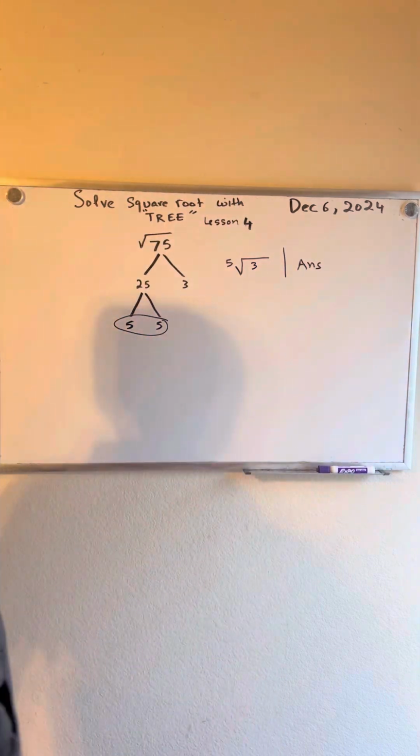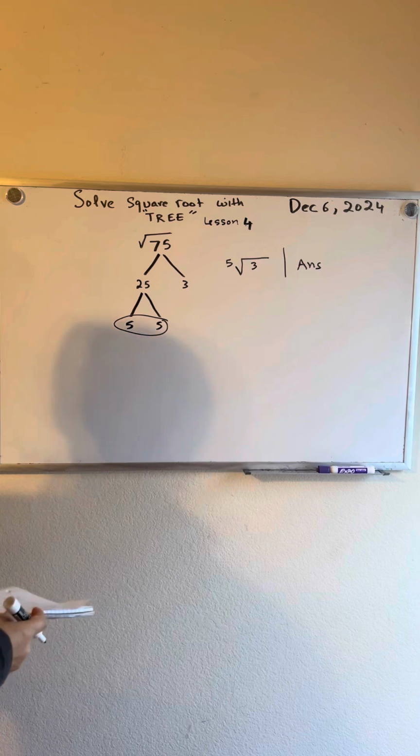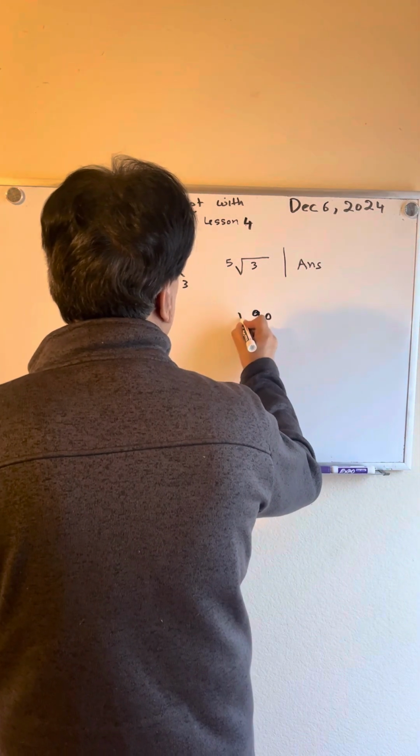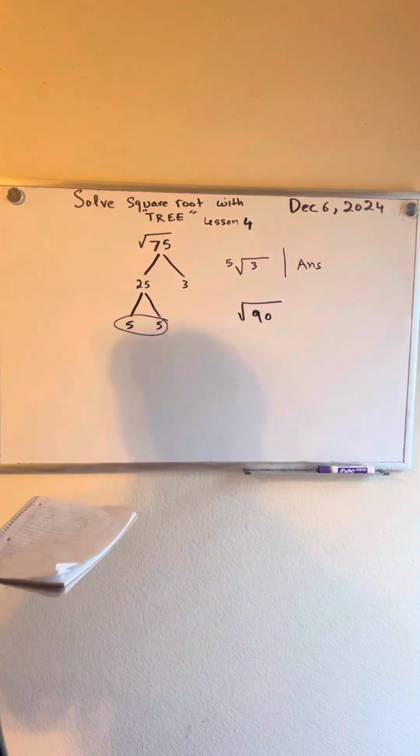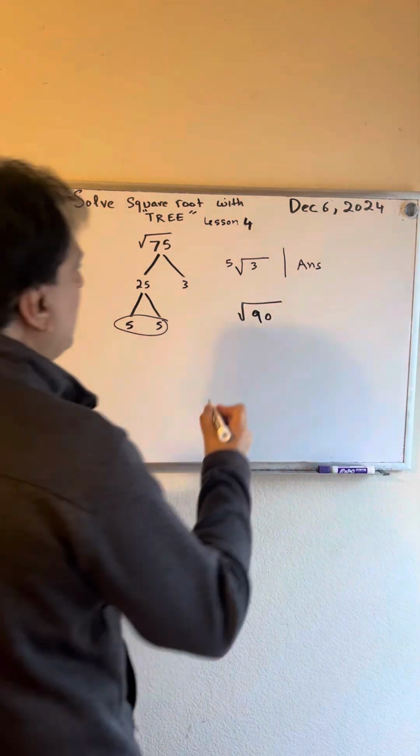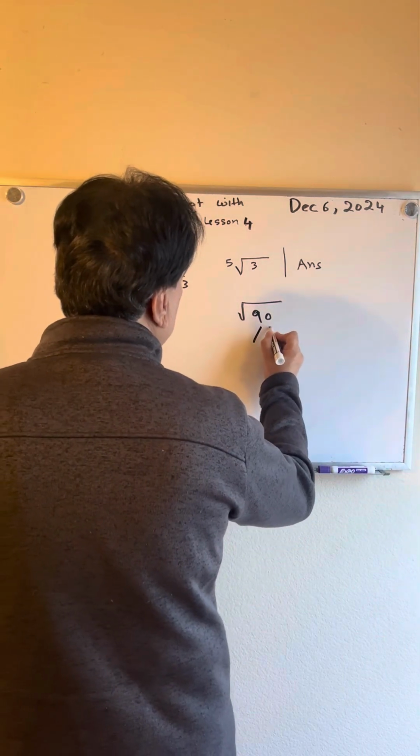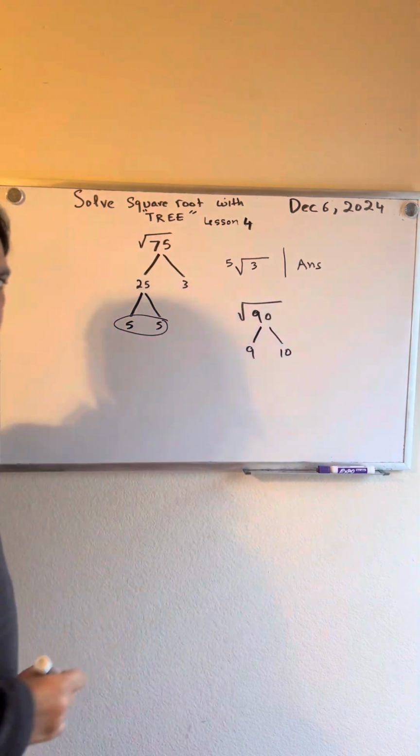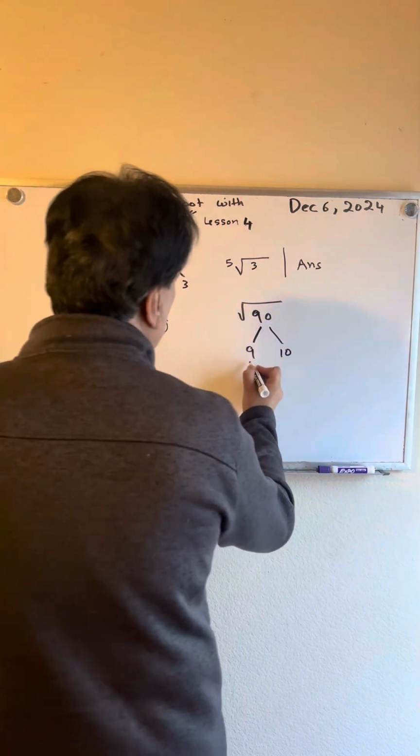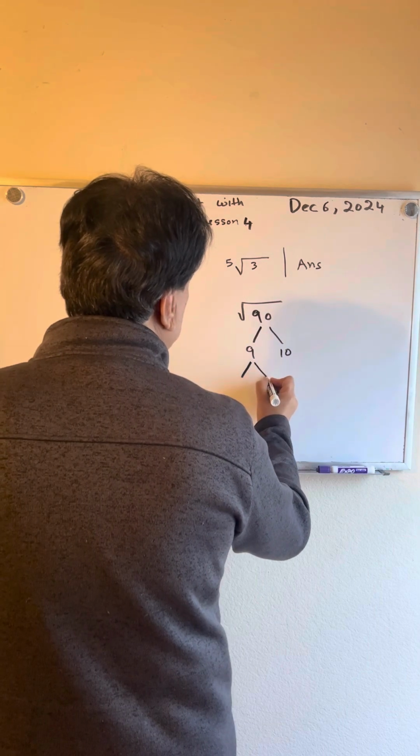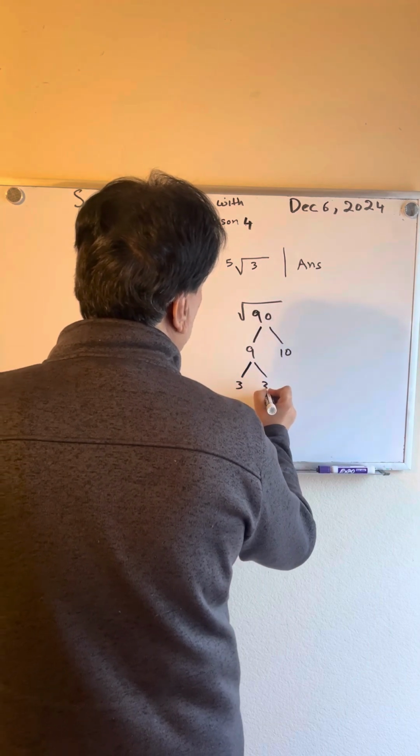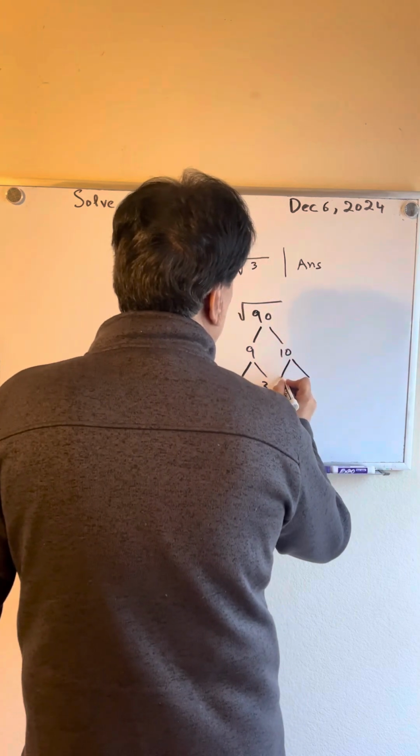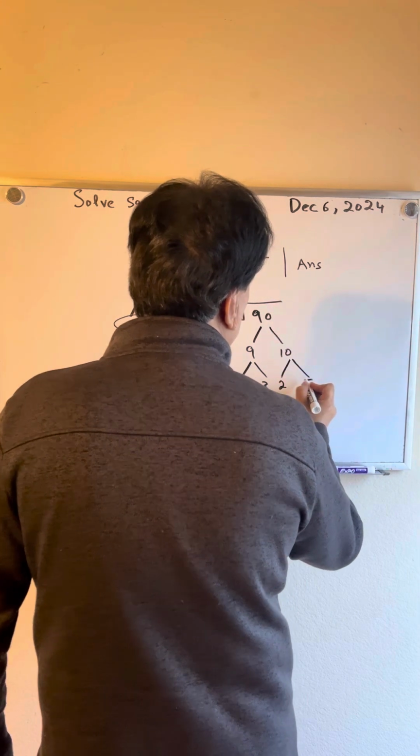Let's go ahead and do another one. Let's say you have the square root of 90. How would you find the answer to that? Let's go ahead and build a factor tree. 9 times 10 gives me 90. I have to draw two more branches. 3 times 3 gives me a 9. 2 times 5 gives me a 10.